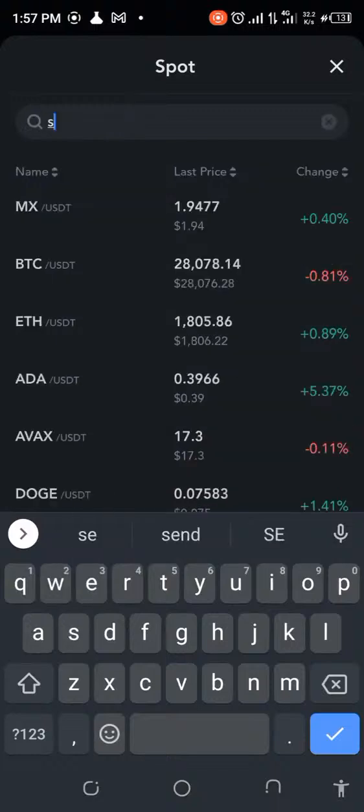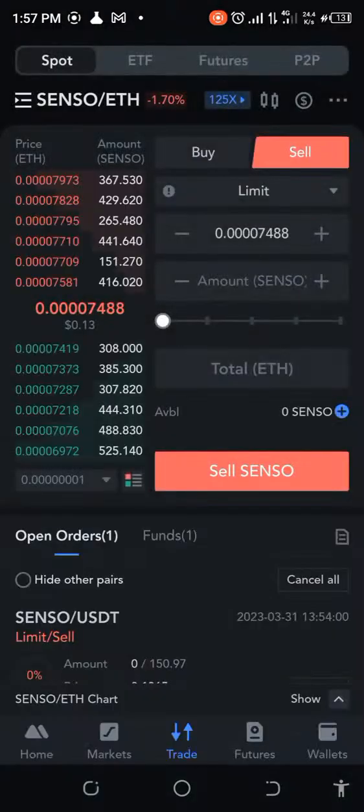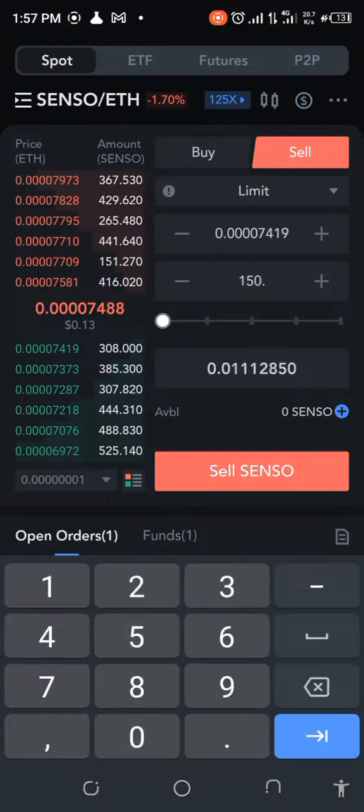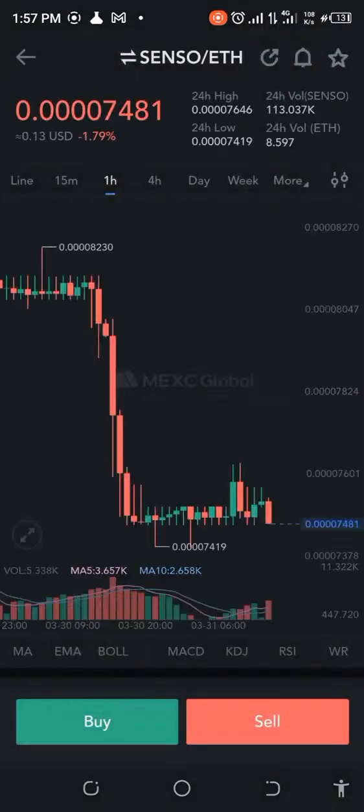Let's just quickly do this. I'm just going to put the sensor and see whether I'm going to be able to quickly make back my money. So what I have here is, if I pick this 7419 and I put 150.97, no, no, no. I don't think I want to do that, because if I tap here, it's going to give me this. But even with that, I can see that it's actually going low. So because of that, I don't think it's a risk I want to take.